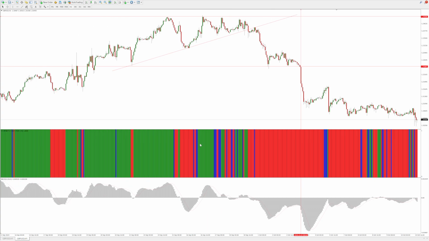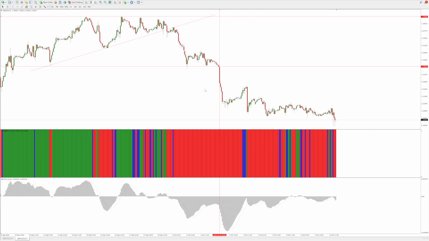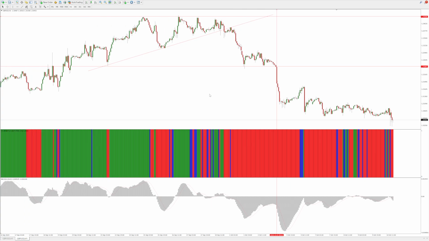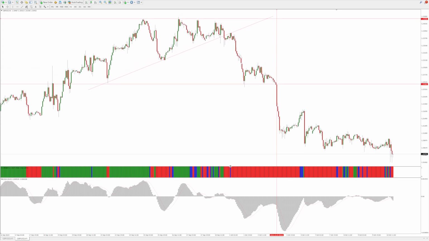Anyway, hopefully you have an idea of how you can use the chop zone indicator to filter entries by the trend direction. If it's too much for your eyes, you can always just lower it down like that.